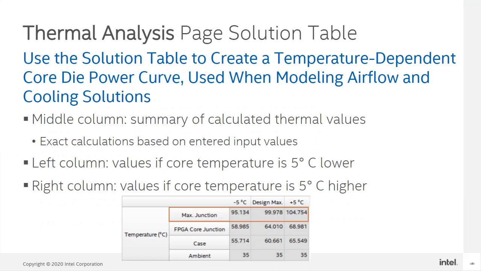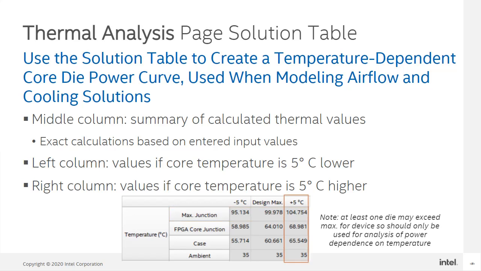The solution table is used as a summary of the calculated thermal values, as well as what the values would be if the core junction temperature was 5 degrees above or 5 degrees below its calculated value. No temperatures in the solution table should exceed the values shown in the maximum junction row of the table. Note that even if the temperatures in the middle column do not exceed TJ max, at least one die may exceed TJ max in the plus 5 degrees column.